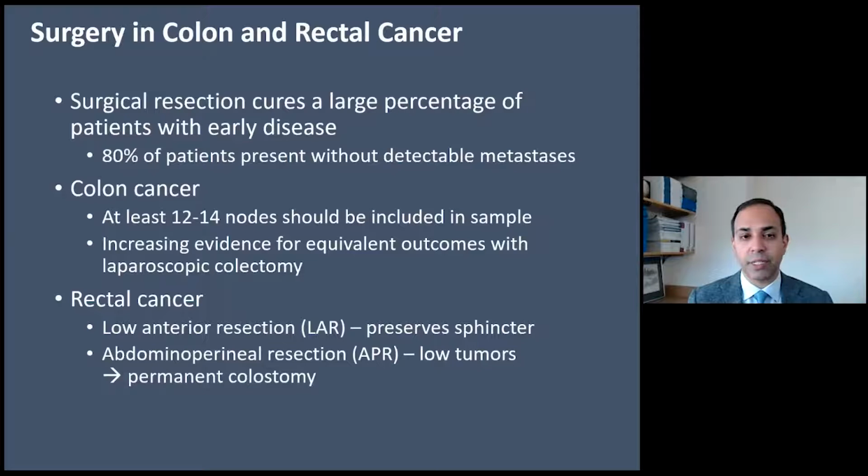For rectal cancer, the location of the primary tumor does impact the type of surgery that is allowed. For higher tumors away from the anal sphincter, a low anterior resection, an LAR, may be possible that preserves sphincter function. For lower tumors closer to or involving the anal sphincter, these patients may require an APR, an abdominoperineal resection, which does result in the creation of a permanent colostomy.